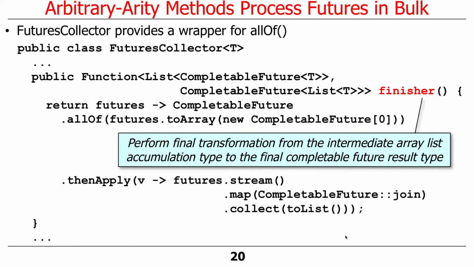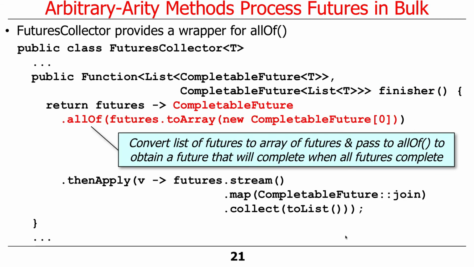And then we have the finisher, and the finisher is actually where all the magic happens. So what the finisher is going to do is convert the array of completable futures, which is what's held internally by the collector framework, into a completable future to a list of completed futures. So let's take a look and see how this works.